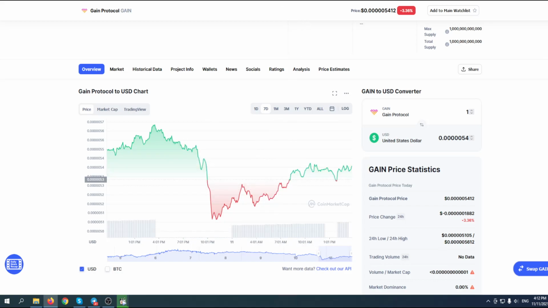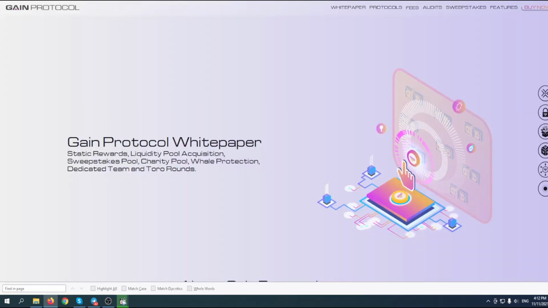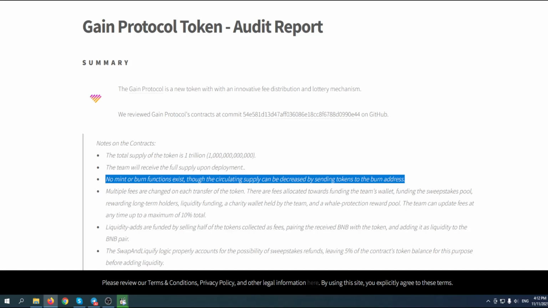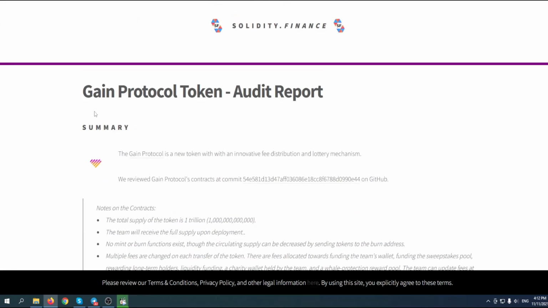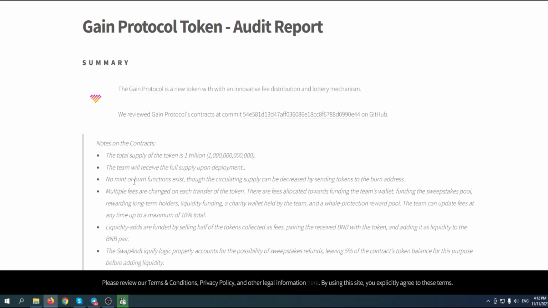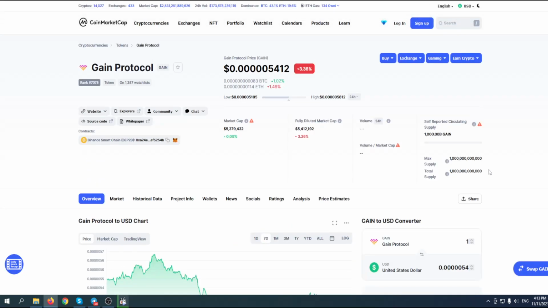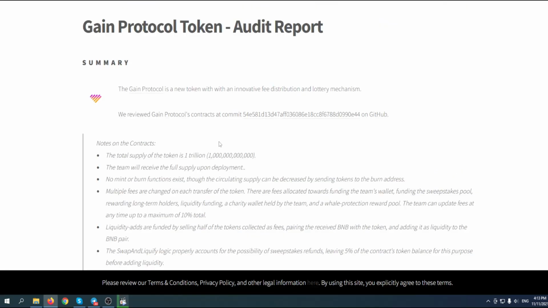But there is something else I found that is not really promising. If you take a look at their audit report, we can see something pretty interesting here. No mint or burn function exists, though the circulating supply can be decreased by sending tokens to the burn address. What does that mean? That means you, as a holder, can sacrifice your coins if you want to somehow affect the price, somehow do your share in increasing the price. Who'll do that? Face it, guys, nobody will. For a coin with 1 trillion max supply, I really think they should have burning functions.